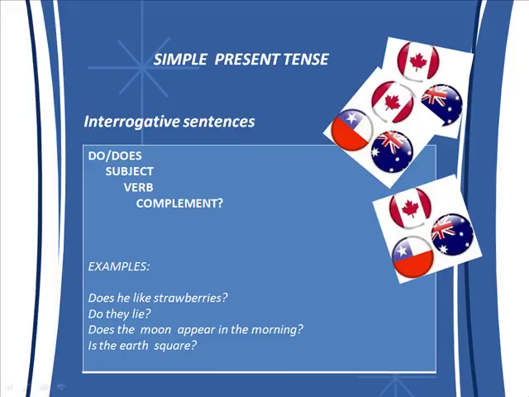In interrogative sentences, you have to use the auxiliaries too. First, you have to write do or does, the subject, the verb, and the complement. Here we have some examples. Does he like strawberries? Do they lie? Does the moon appear in the morning? Is the earth square?